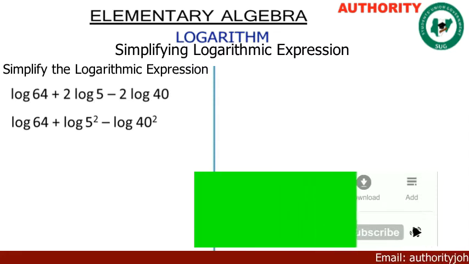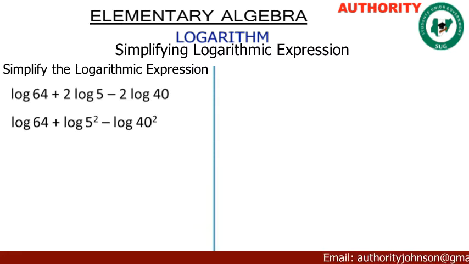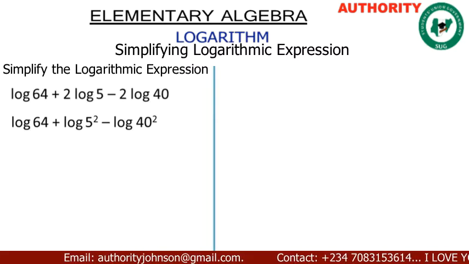These two, we take it to the front. As it's coming to the front, it will be an exponent. It will be log 5 raised to power 2 minus log 40. The 2 also, we take it to the front, it will be the exponent: 40 raised to power 2.